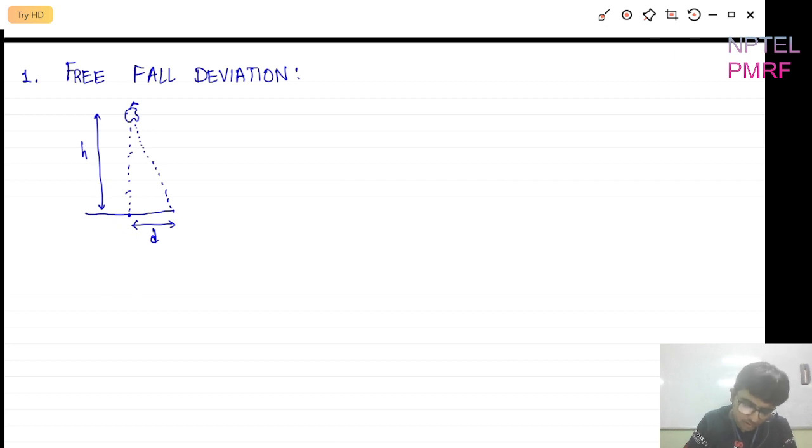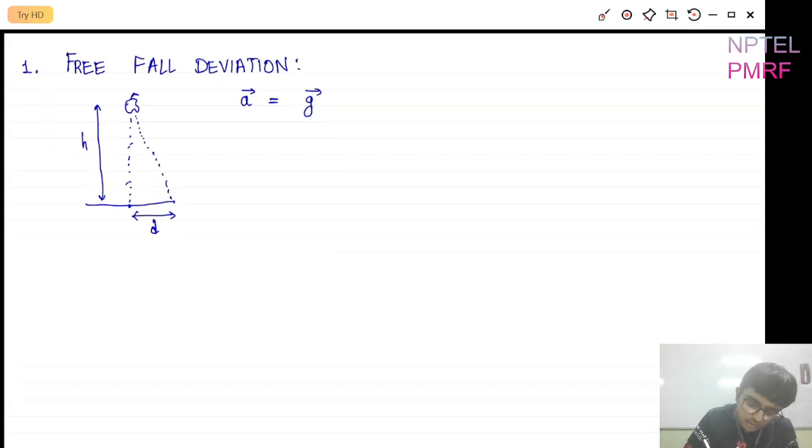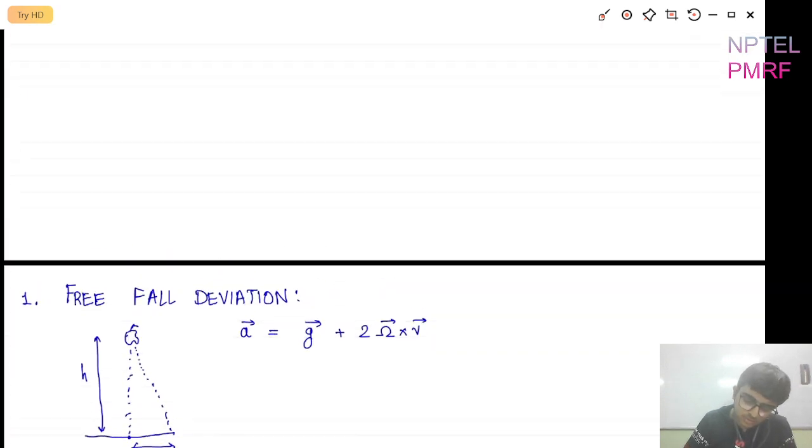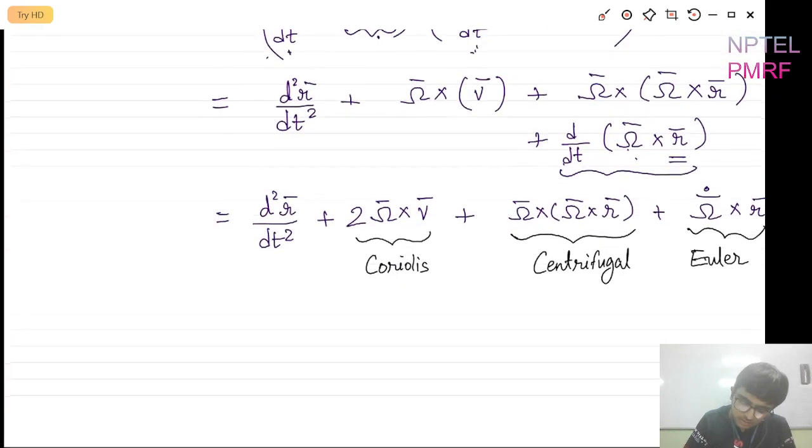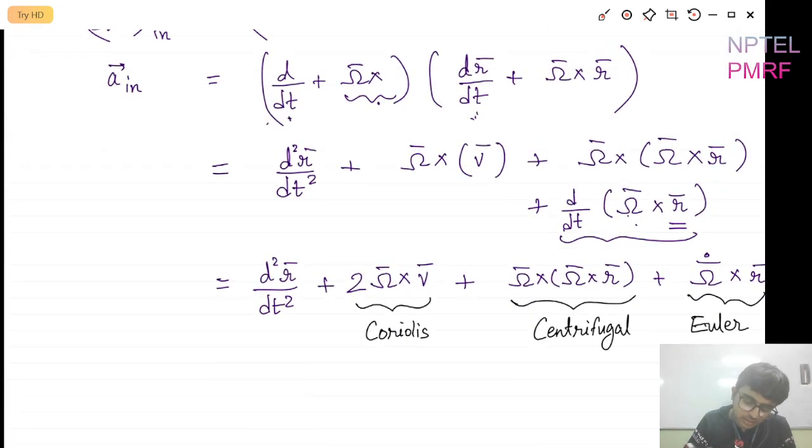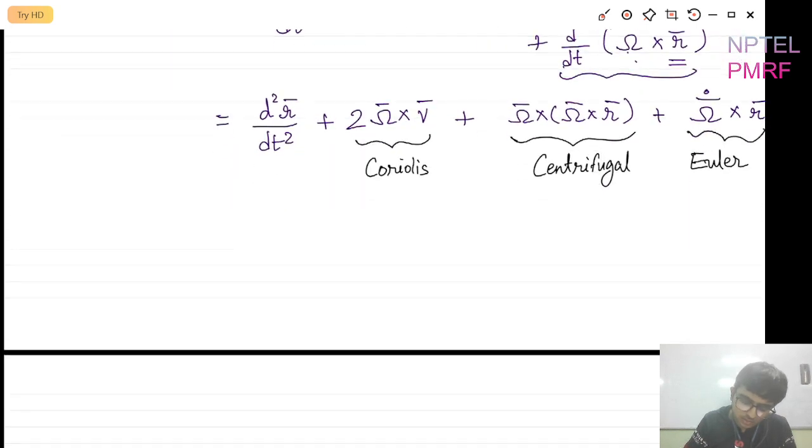Our task is to calculate d, and the equation is, we know that acceleration is given by g, right? That is the force on the apple, plus 2 omega cross v. So as we can see, let's just quickly see. Yeah, in the inertial frame, it's 2 omega cross v.